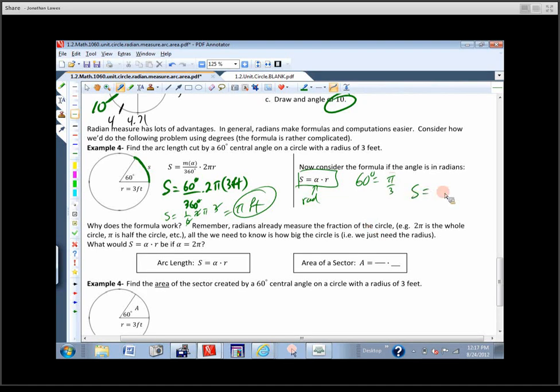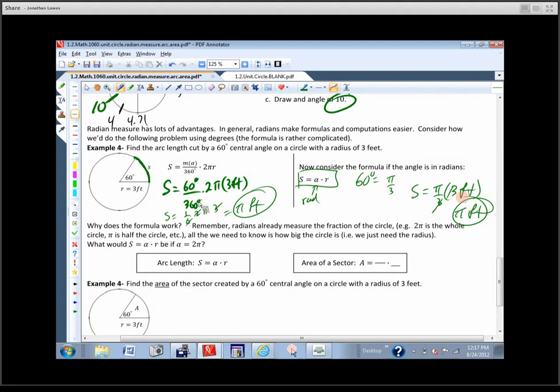Look at your chart if you have to. It's pi thirds. So here's the formula. Take the angle measure, multiply it by the radius. Cancel the 3's, what's the answer? Pi feet.